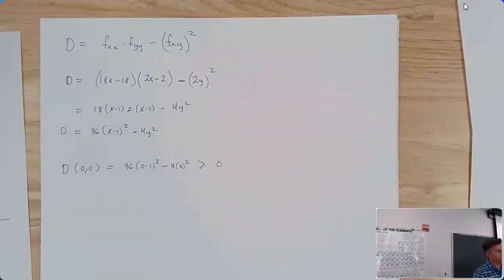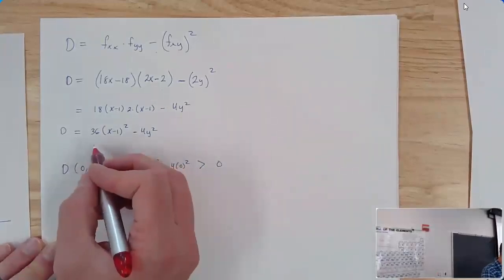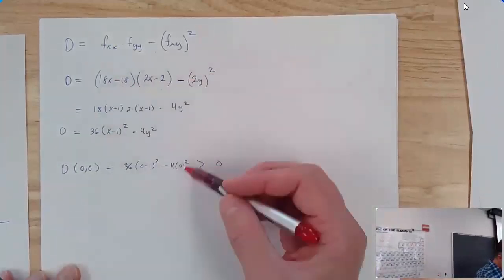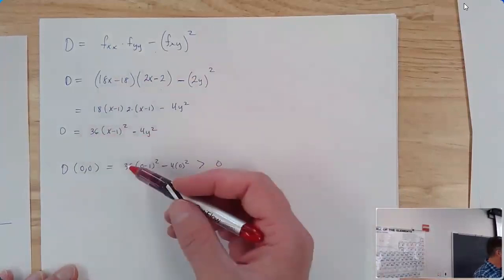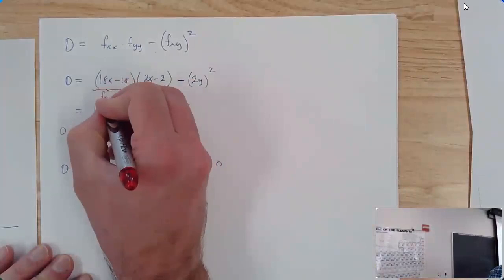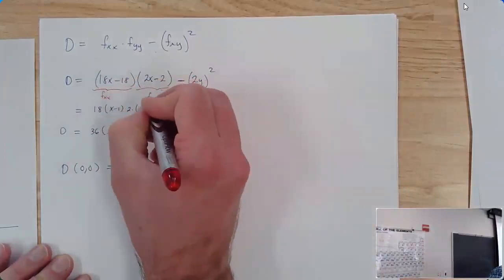I will say one disadvantage to what I've done here. It's not a huge disadvantage, but it is a mild one. This does kind of obfuscate what our fxx and fyy are. So it's probably good to go back and say, oh look, that's my fxx, and that's my fyy.